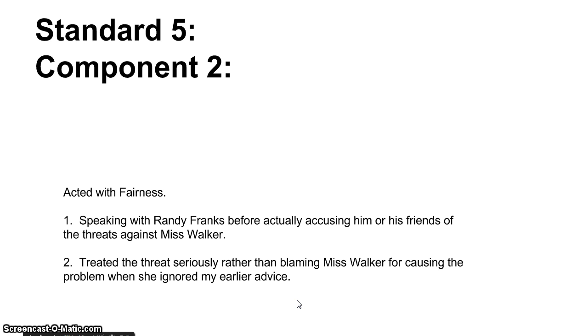Component 2 asks if the administrator acted with fairness. And I believe that speaking with Randy Franks before actually accusing him, or his friends, of the threats against Ms. Walker is definitely the fair way to do that. I don't believe that the accusation from a teacher should go directly to a student without first finding some facts. And also treating the threat seriously, again, rather than blaming Ms. Walker for the problem because of what happened earlier. I think that also is fair to her. There is no way to say that this would have happened if she had followed my advice. So I need to be fair in this case also.